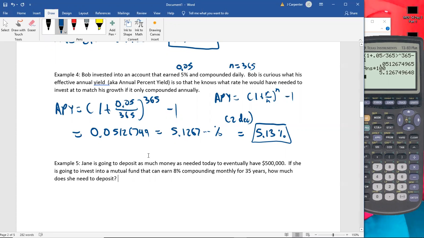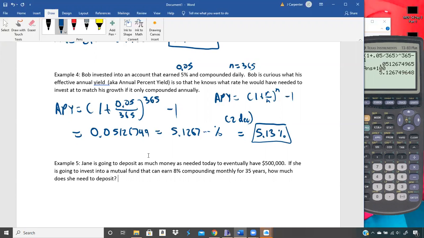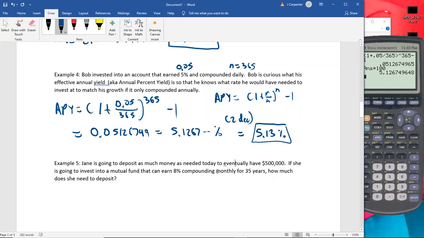So Jane has a goal. She wants to have $500,000 in this account by the time she hits, I don't know, retirement age. Or maybe Jane is 2 years old and she wants to have this when she's 37. If Jane's 2 years old, she's kicking butt at math knowing to do all this stuff.